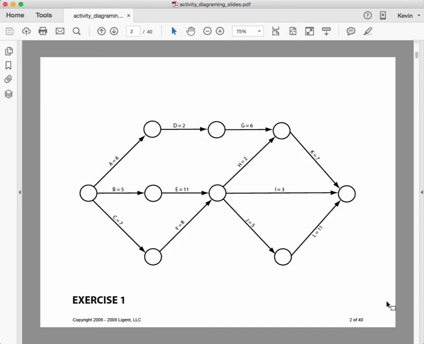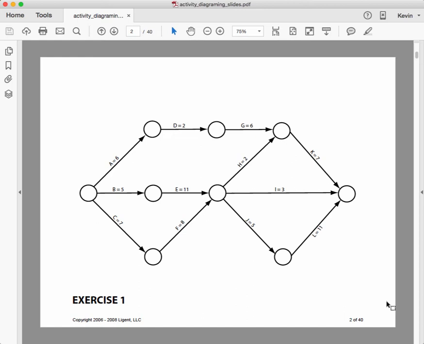So let's begin. Here is a typical activity on arrow diagram, and this is exercise one, where I walk you through it. Particularly in the Schwalbe book, they make a big deal about the difference between the activity on arrow technique, which we see here, and the precedence diagramming technique, which is usually the kind of diagram that gets printed out if you're using an automated tool.